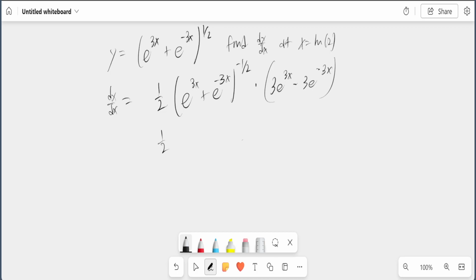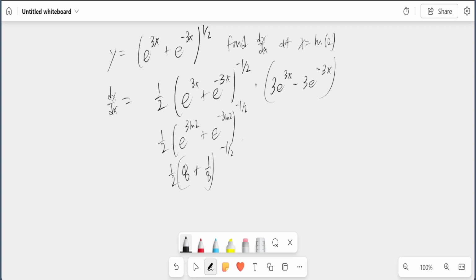So 1/2 e to the 3 ln 2 plus e to the negative 3 ln 2 to the negative 1/2. I'm just going to deal with this first. E to the 3 ln 2 is equal to e to the ln 8, right? Because I can put it as an exponent, which is probably the best way to do this. So that's 8 plus 1 over 8, right? Because 2 to the negative 3rd power is 1/8, times the negative 1/2 times 1/2.